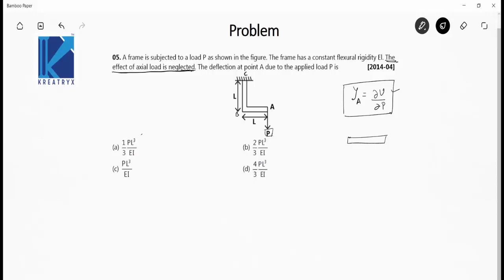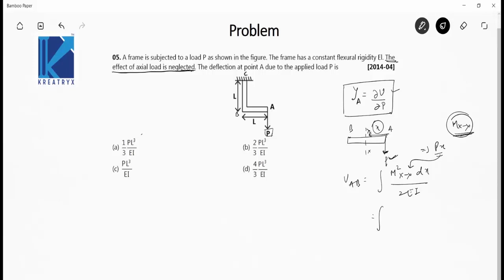So can I find strain energy in AB? Yes, I can, because strain energy in AB will be equal to M square xx dx by 2EI. What is Mxx? This is the moment at a cross section xx at a distance x due to this load P. At a cross section xx, the moment due to this load P will be equal to Px. Put the value here. So this is P square x square dx by 2EI. You have to integrate it from 0 to L because the length of AB is L. So this is P square by 2EI, integration from 0 to L of x square dx. When you solve it, strain energy in AB will be P square L cube by 6EI.